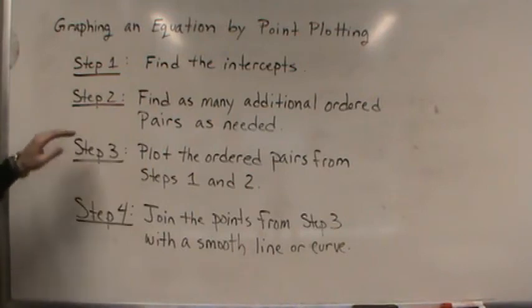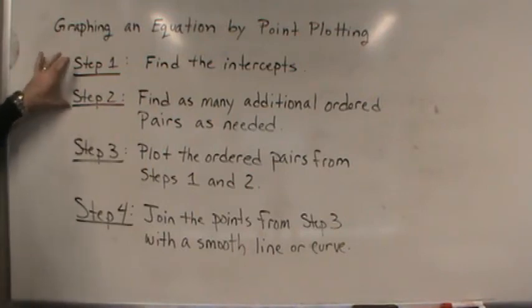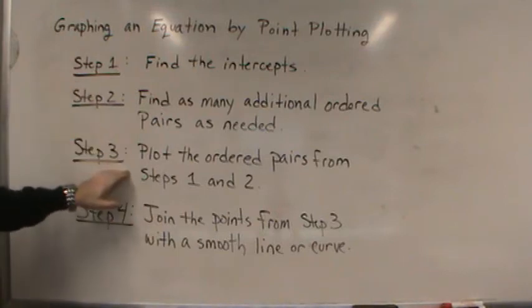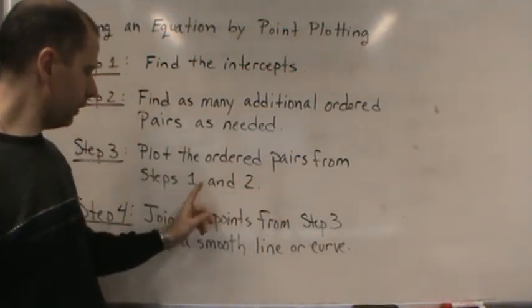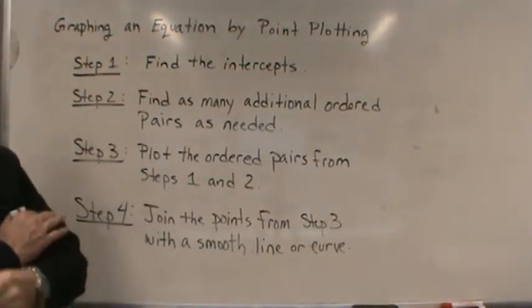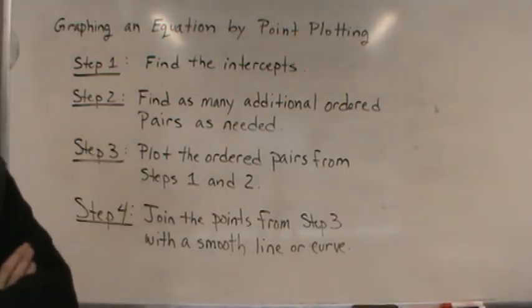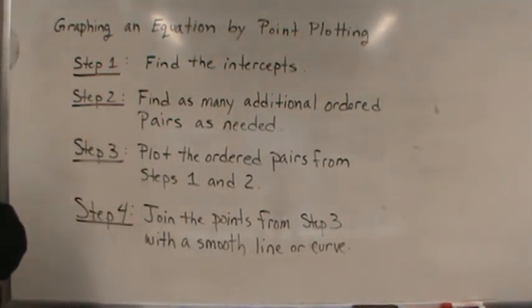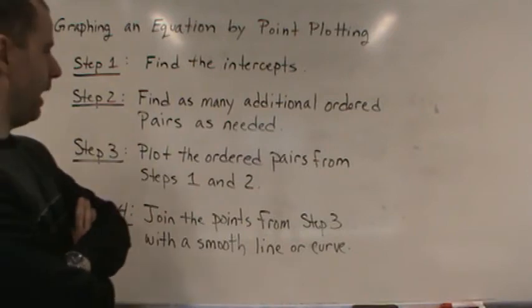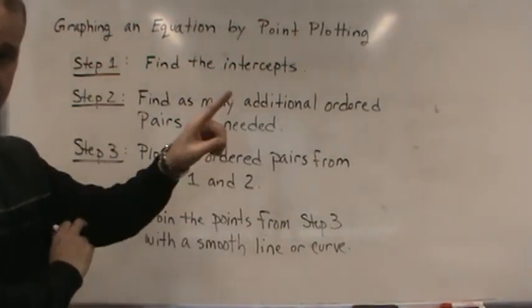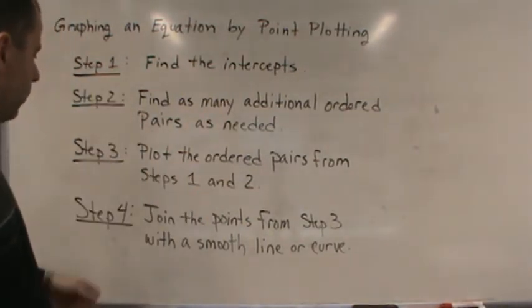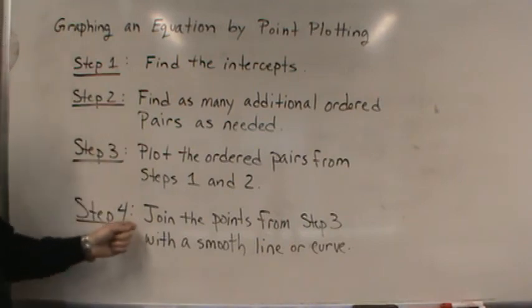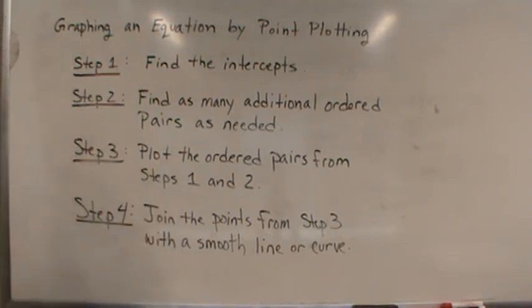And then step 3 is once you have your points, okay, then you plot the ordered pairs from 1 and 2 on the Cartesian plane, on the rectangular coordinate plane. And so you're going to have the dots on the plane, and then once you have your dots, then the final step is just join the points with a nice smooth curve.